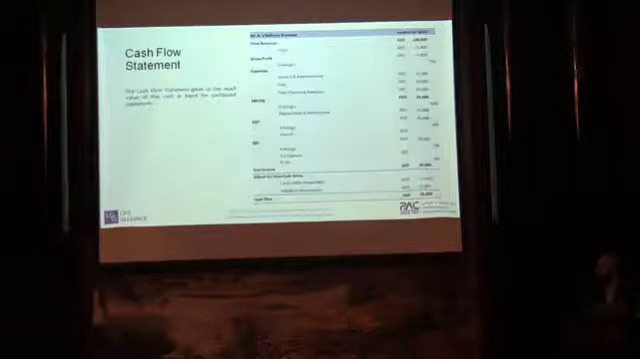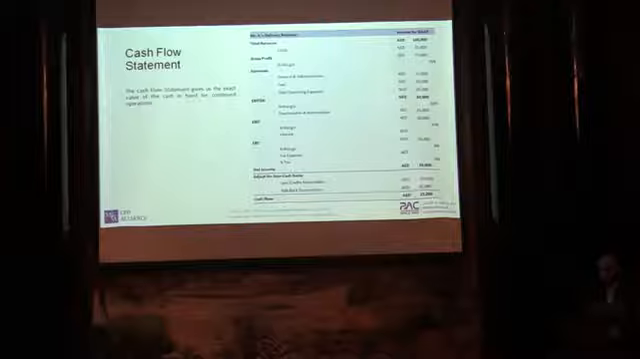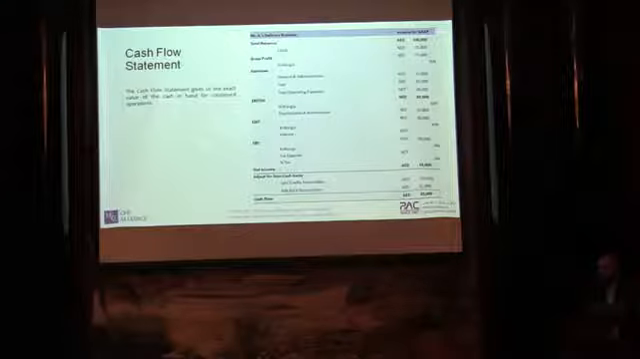So again, when he adjusts the net income against these two items, he finally arrives at what the cash flow statement is. So 25,000 is actually what he has in hand.